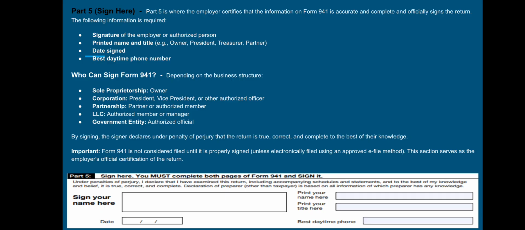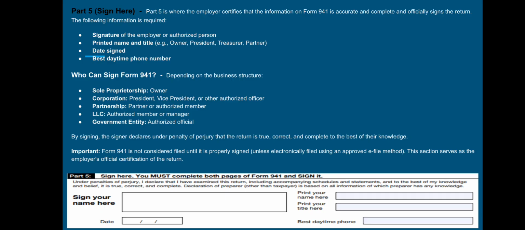Part 5, sign here. Part 5 is where the employer certifies that the information on the 941 form is accurate and complete and officially signs the return. The following information is required: signature of the employer or authorized person, printed name and title, for example owner, president, treasurer, partner, date signed, and best daytime phone number as well.